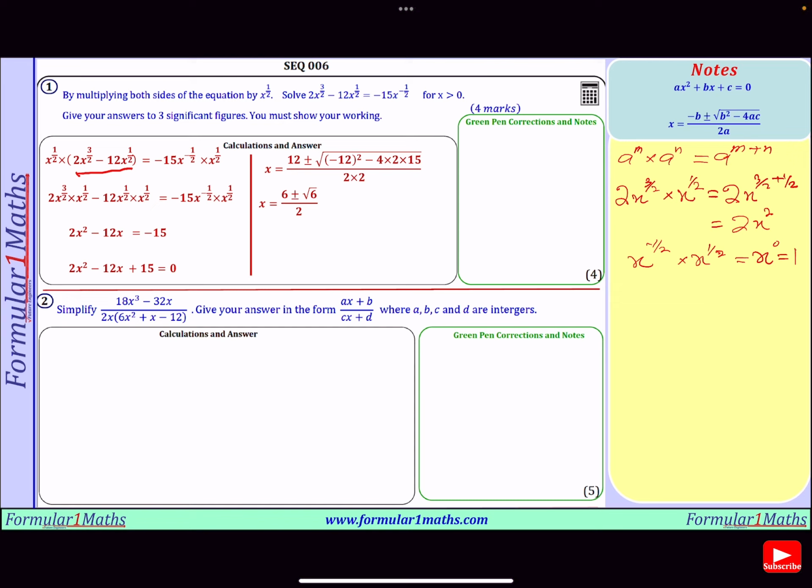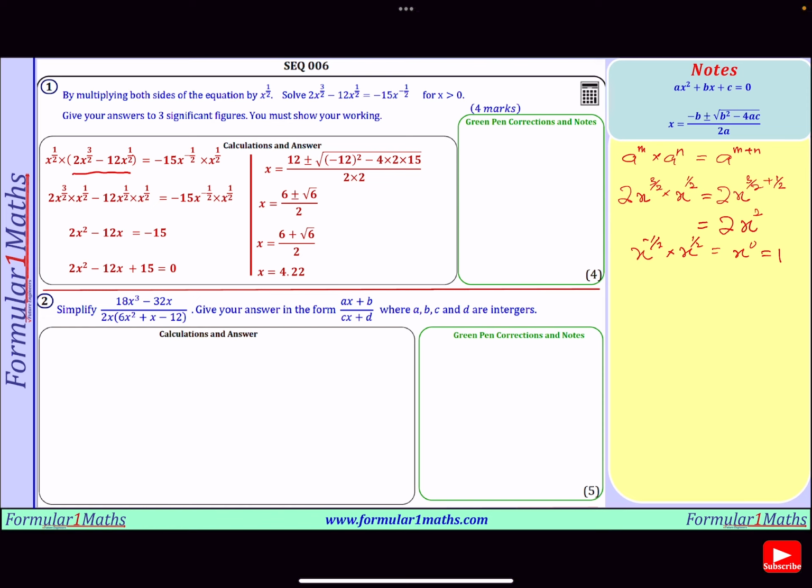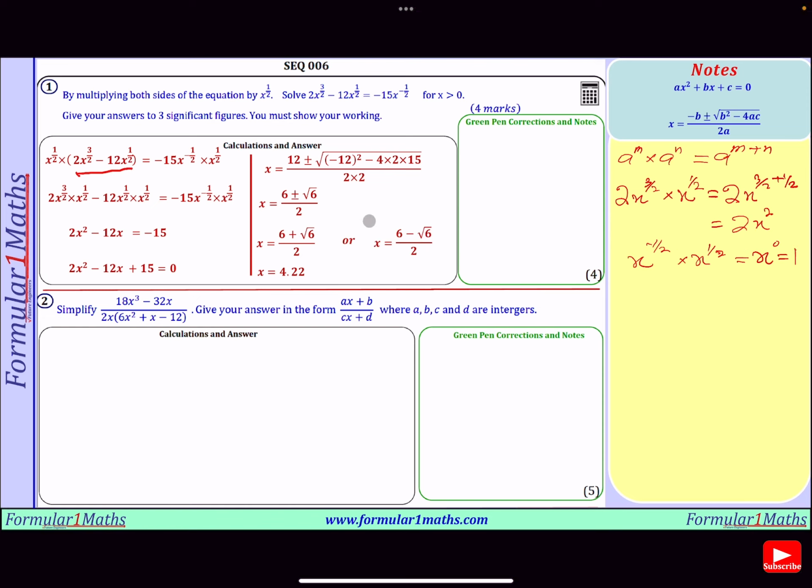So this will give us 2 solutions. The first one will be x is equal to 6 plus root 6 over 2, which simplifies to x equals 4.22. The other solution will be x equal to 6 minus the square root of 6 over 2, and this also simplifies to 1.78. And these are the 2 solutions required, and that is question 1.